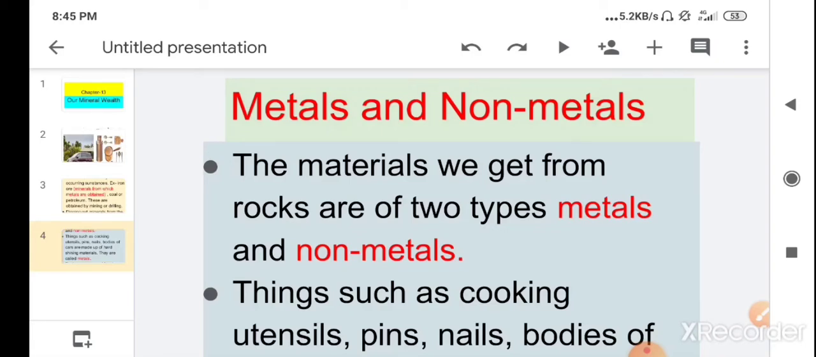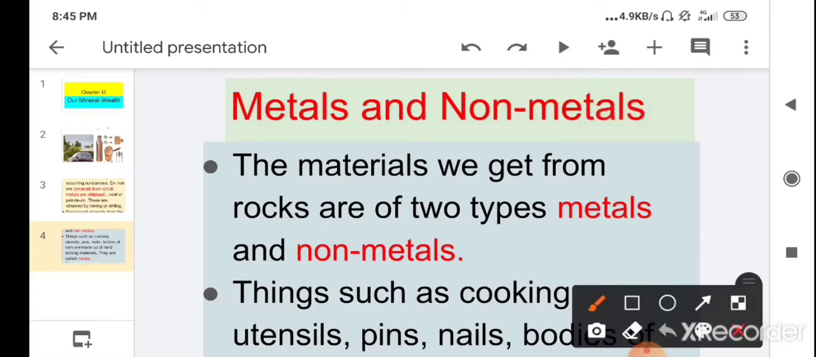Children, the objects and things which you use in your daily life are made up of different materials. Some objects are made of iron, some of steel, copper or aluminium. The materials which we use in our daily life, we get from different rocks.